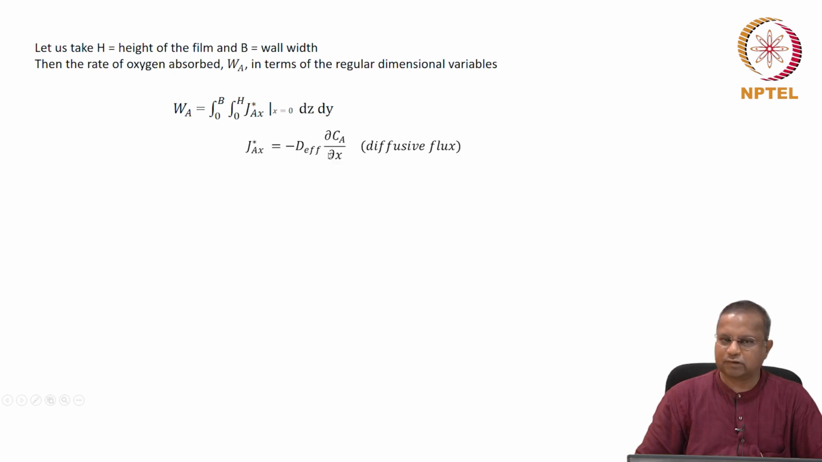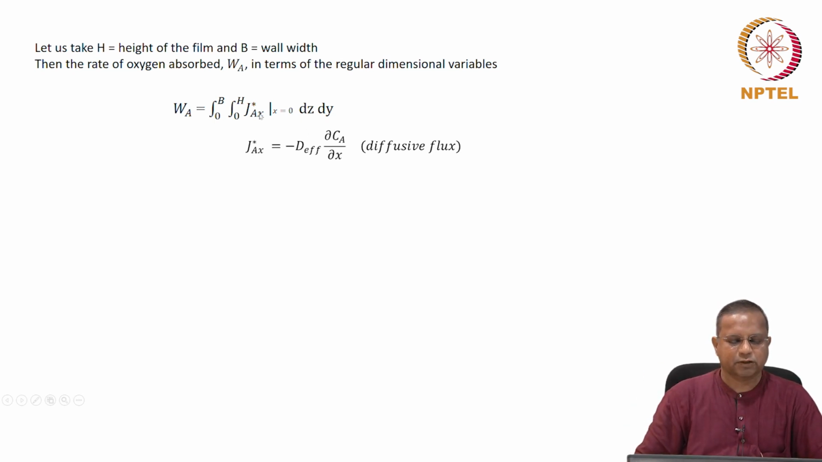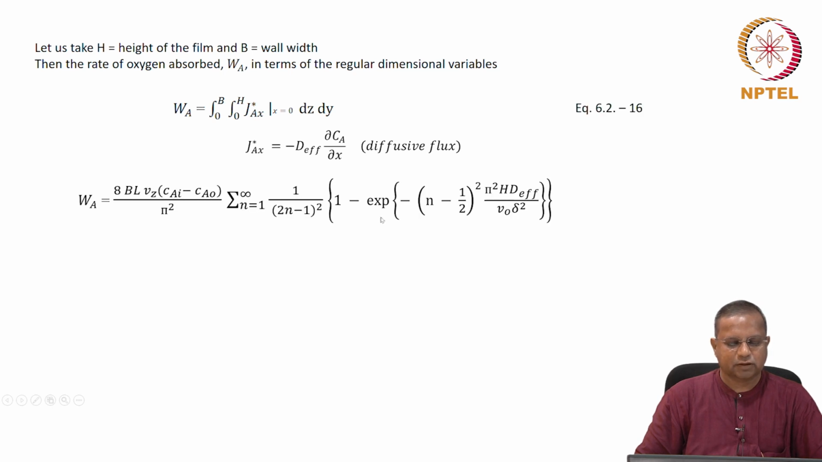And the flux is the diffusive flux in this case, in the x direction, and therefore Fick's first law would give you the expression for JAX star. And if you put in that, WA will turn out to be, after a long set of manipulations, 8BL VZ (CAI minus CA naught) by pi squared, sum over n equals 1 to infinity, 1 over (2n minus 1) squared, 1 minus exponential of minus (n minus half) squared pi squared h D effective over V naught delta squared. There are various nestings here, so be a little careful of the nestings. Fine. This is equation 6.2-17.